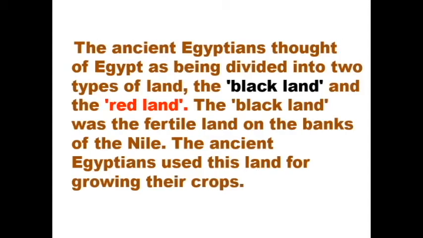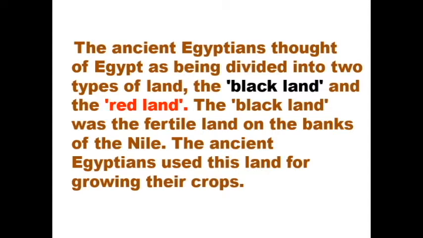The ancient Egyptians thought of Egypt as being divided into two types of land, the black land and the red land. The black land was the fertile land on the banks of the Nile River. Yes, abhi maine aapko explain kiya, when the river overflowed during the flood season, that land became very fertile after the water had subsided. So that area was known as the black land. I don't know why this is known as black land, what is the reason. But they called it black land.